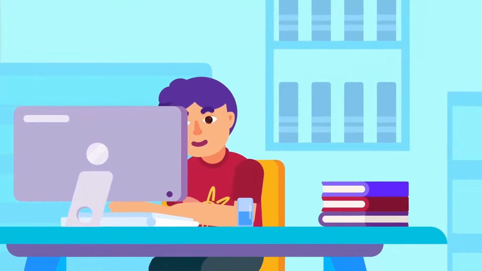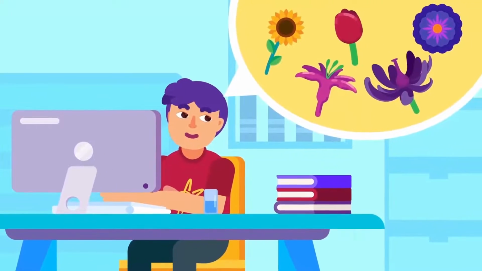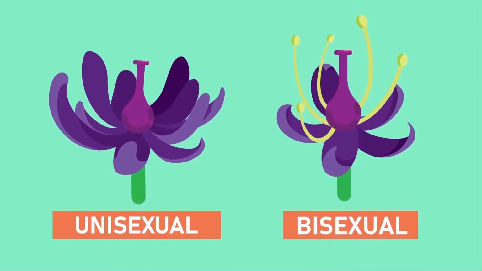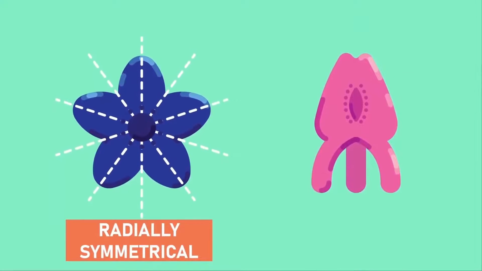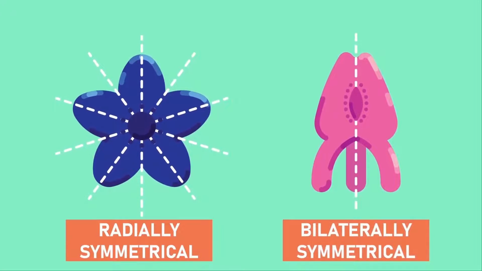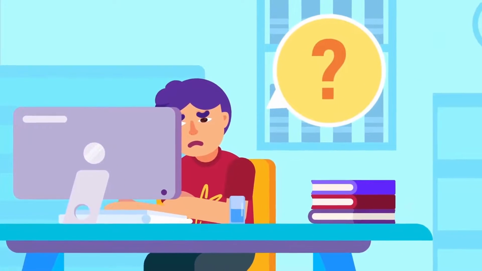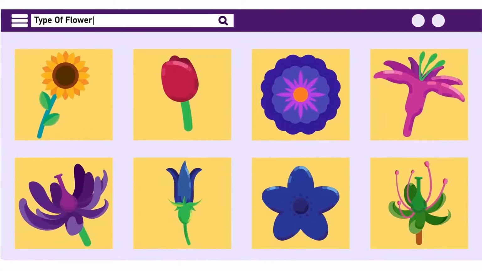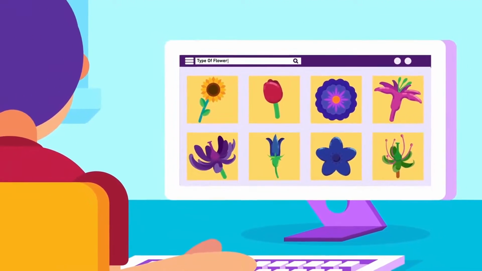You may have heard of flowers being classified using the following pairs of terms: complete and incomplete, unisexual and bisexual, radially symmetrical and bilaterally symmetrical. But what do these words mean? In today's video, we will look at these important terms to understand one of the most fascinating structures of nature: flowers.